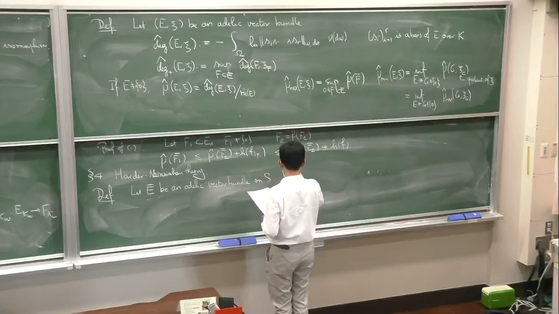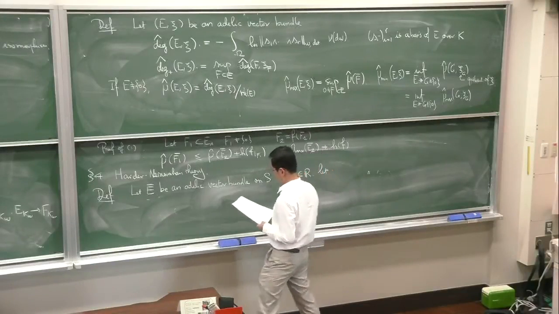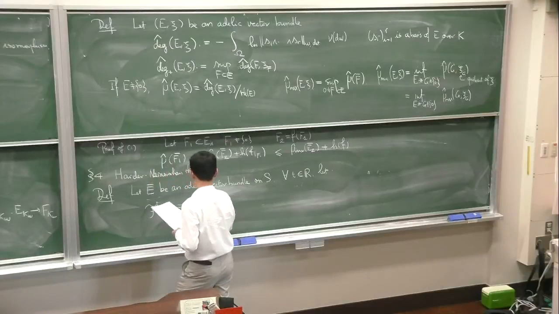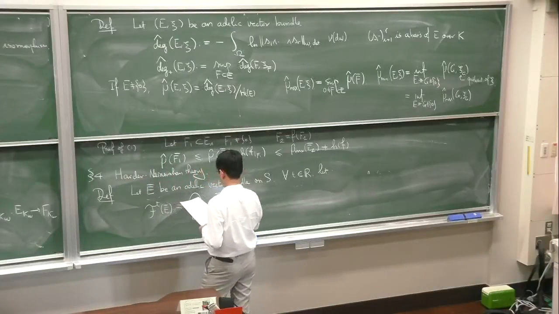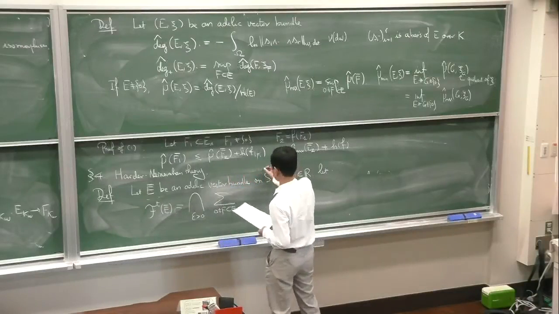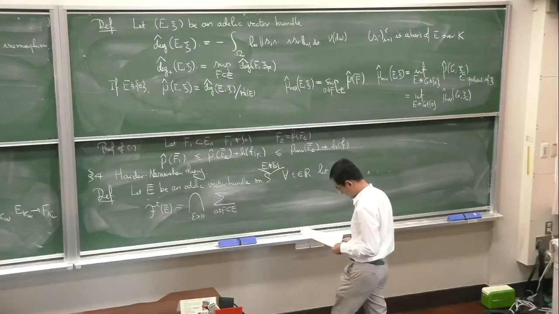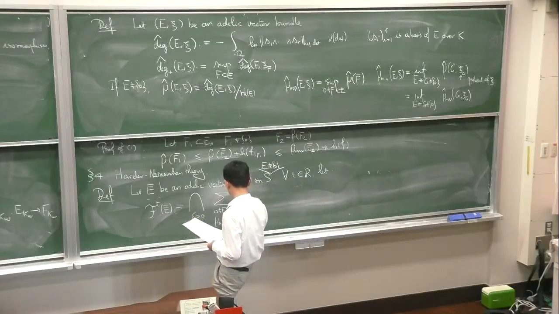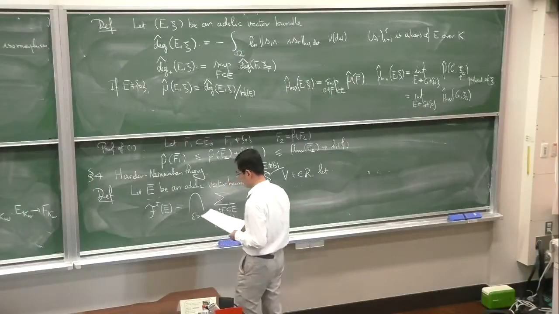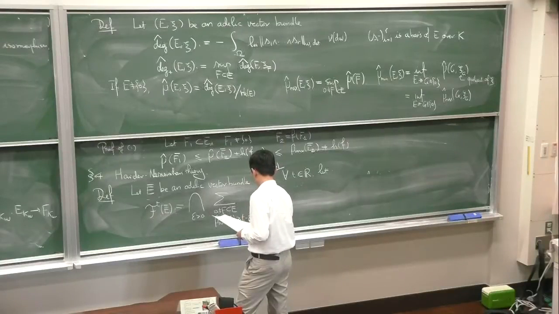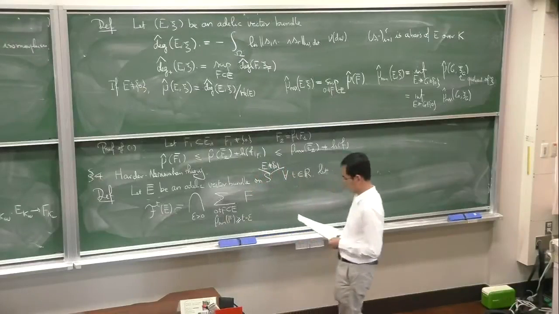On S. So for any T in R, we let F T of E be the intersection over epsilon positive of the sum of all vector subspaces F. Maybe I need E to be non-zero, otherwise it's not so interesting. And the condition is that mu min of F, equipped with the restriction of the adelic structure, is bigger than T minus epsilon. And I take the sum of such F.